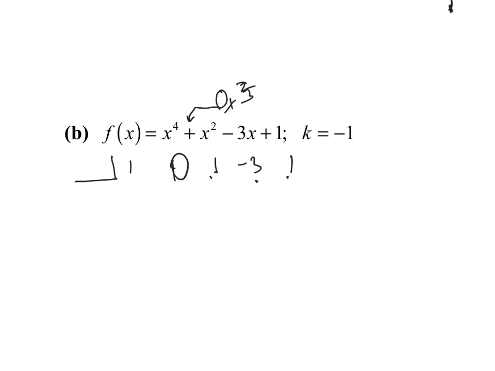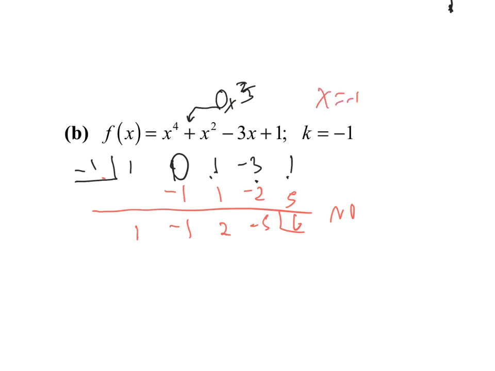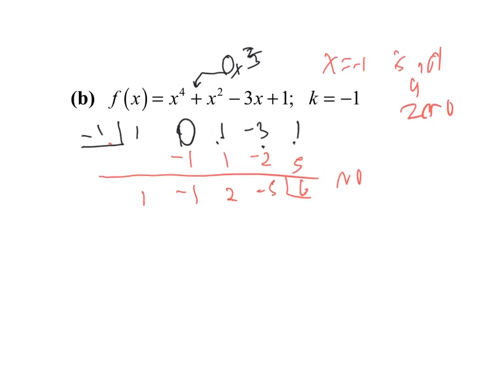Divide out by a negative 1. Let's see if it works. 1, multiply, put here, add straight down, multiply, put here, add straight down, multiply, negative 2, add straight down, negative 5, I don't think so, 5, add straight down, 6. So the answer is no. x equals negative 1 is not a 0. Okay. Those are checking for real numbers.